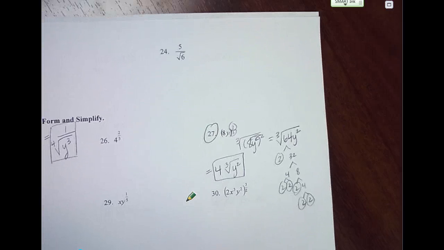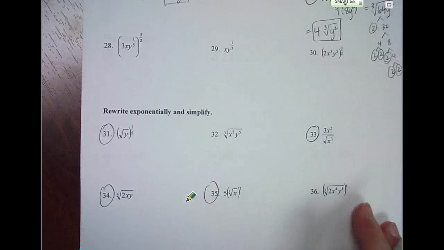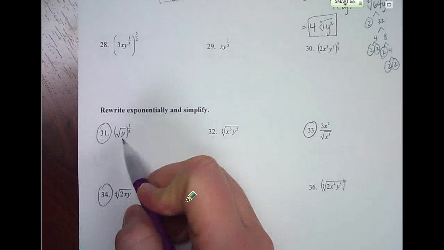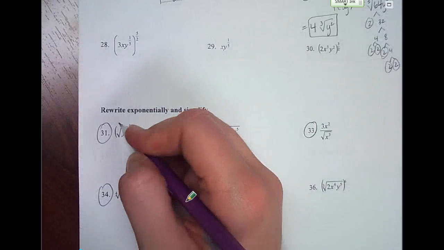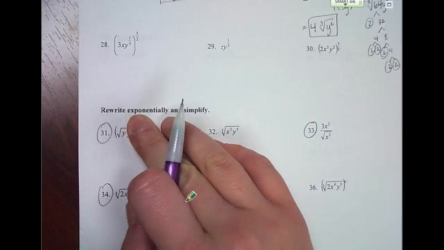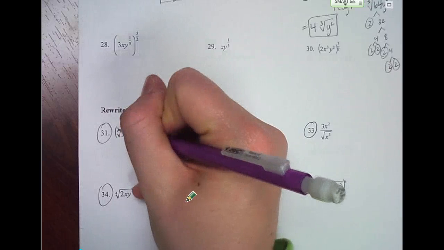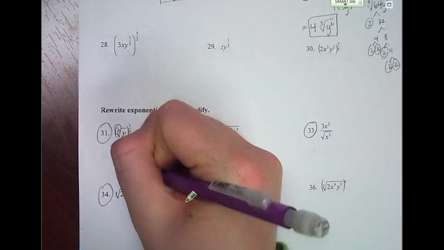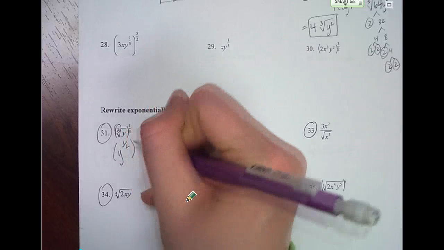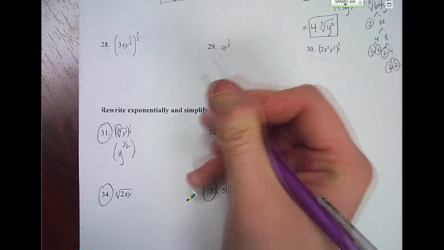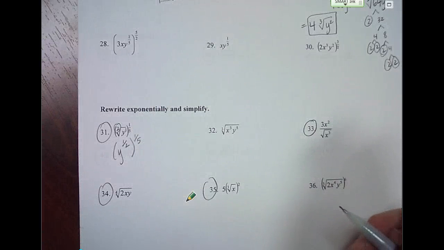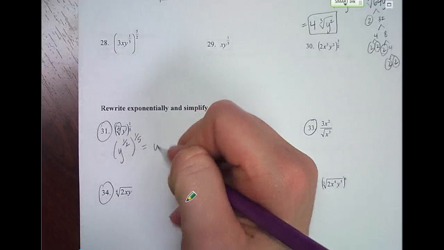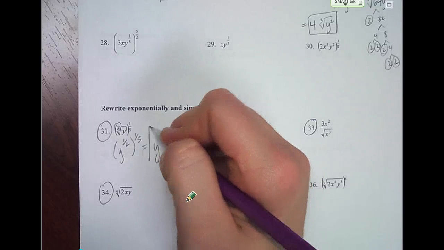Okay, number 31, rewrite exponentially and simplify. So on something like this, I would do the inside first. So just if you cover up that 1/5 and just rewrite that. So remember, there's an understood 2 here. So we can rewrite the inside as y to the 1/2 because there's a 1 here and then a 2 on the outside. And now I'm going to put that 1/5 back. So then if you have an exponent raised to an exponent, we're going to multiply those. So y to the 1 over 10.